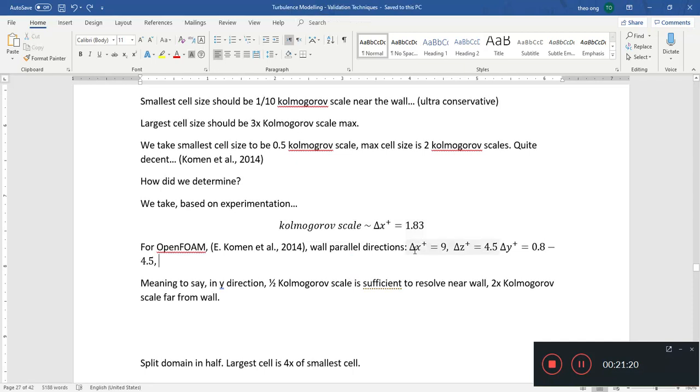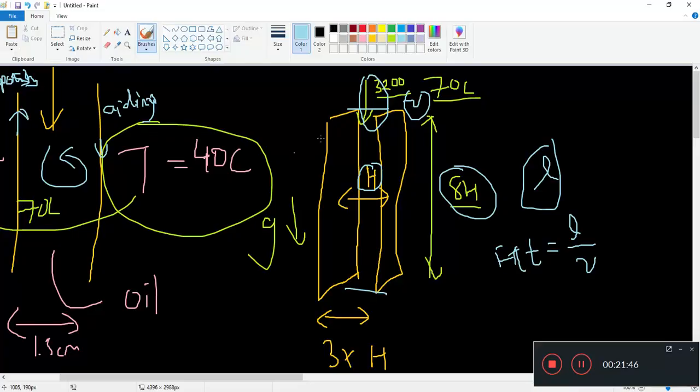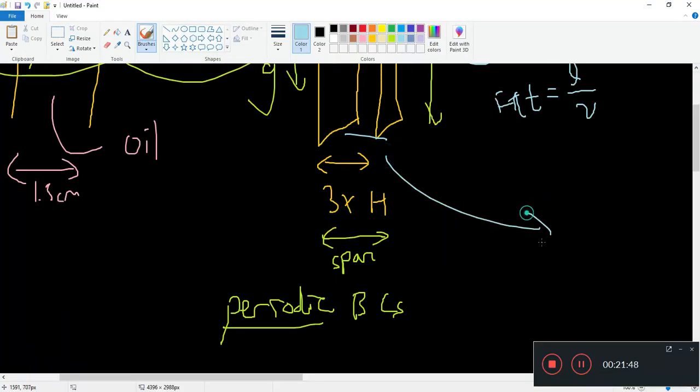So actually in the wall parallel directions, the streamwise direction, delta x plus is about 9, which is about 3 to 4 times the Kolmogorov scale. And spanwise, the dimensionless distance is 4.5, give and take about 2 times the Kolmogorov scale. Alright, so what we need to do is to split our domain in half. So we have this domain here that we only need to split in half.